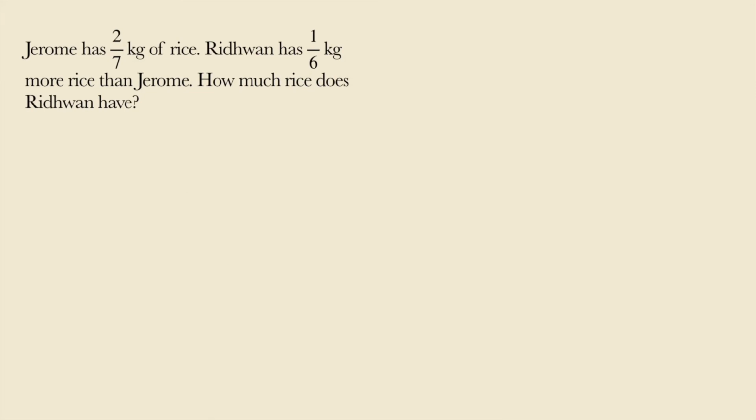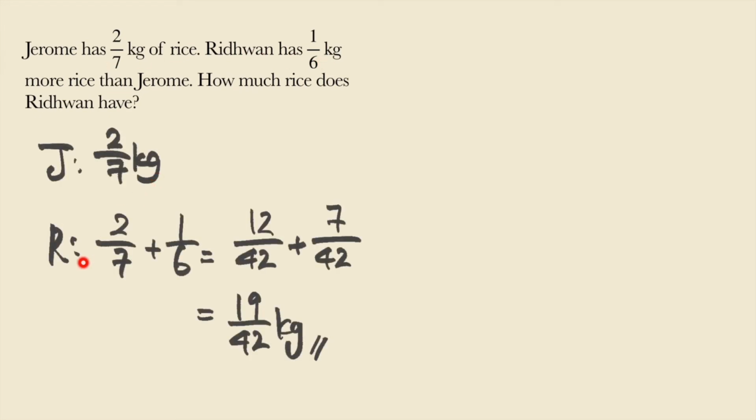Let's try another question. Jerome had 2/7 actual kilograms of rice. Ridwan has 1/6 kg more than Jerome. How much rice does Ridwan have? So notice there's kilograms here and there's kilograms here. So Ridwan has 1/6 actual kilograms more. So Jerome has 2/7, Ridwan has 2/7 plus 1/6 actual kilograms. So this is 19/42 kilograms. Simple addition.